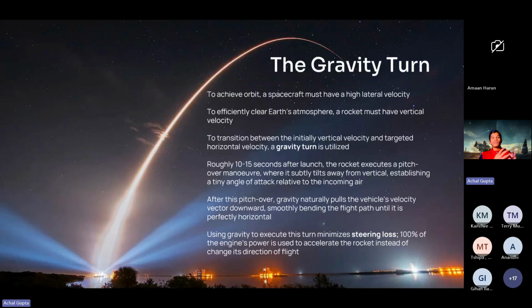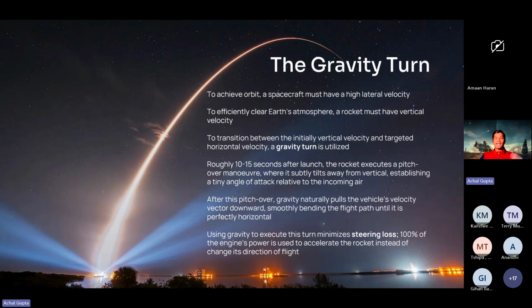Because we don't want to waste a lot of fuel with our engines turning left and right to essentially maneuver the spacecraft in a different direction, once the rocket has launched and cleared the launch tower, we essentially use a little bit of fuel and turn the engine a little bit so that the rocket turns 10 to 15 degrees against the vertical axis.